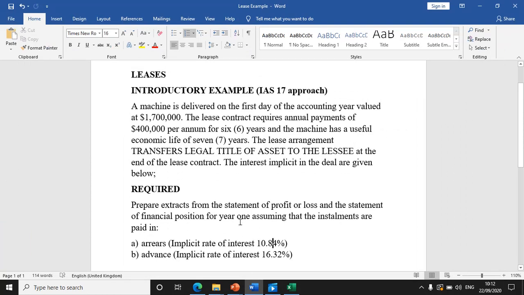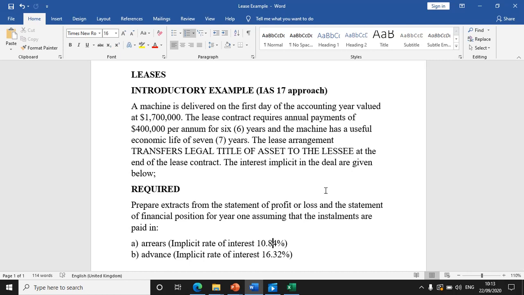A machine is delivered on the first day of the accounting year. This is an example under leases, and I am coming from the background of IAS 17 because I feel that it is very important to know the transition. A machine is delivered on the first day of the accounting year, valued at $1.7 million. The lease contract requires annual payments of $400,000 for the next 6 years. The machine has a useful life of about 7 years. The lease arrangement transfers legal title of the asset to the lessee at the end of the lease contract.